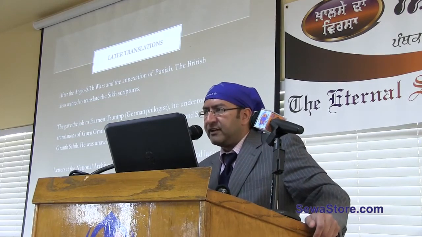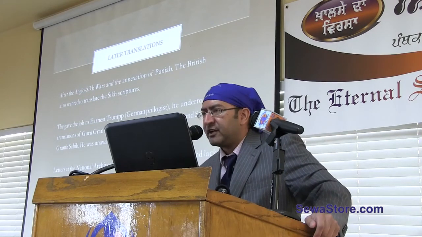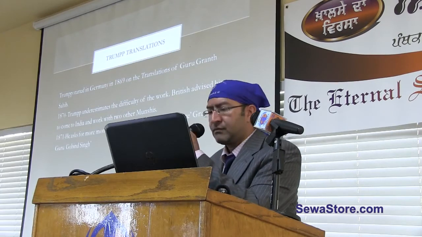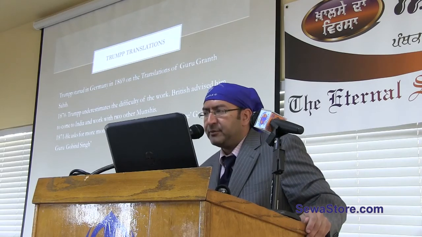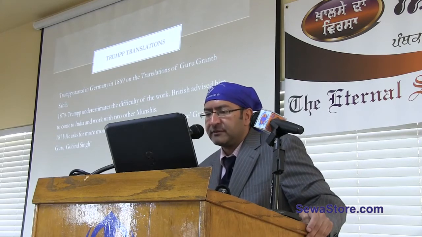Recently, the letters found at the National Archives of India shed light on the problem and lack of understanding by the translator. Trump started his work in Germany in 1869 on the translations of Guru Granth Sahib. In 1870, Trump underestimated the difficulty of the work. He asked if he could work with other people, and in 1871 he asked for more money and also stated he would translate the Granth of Guru Gobind Singh.